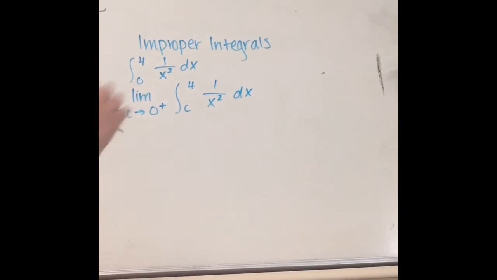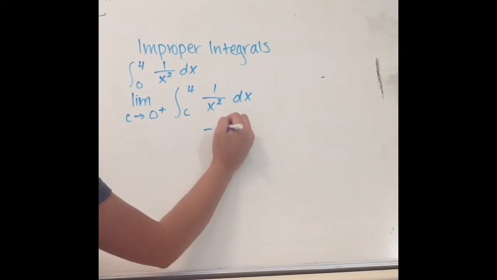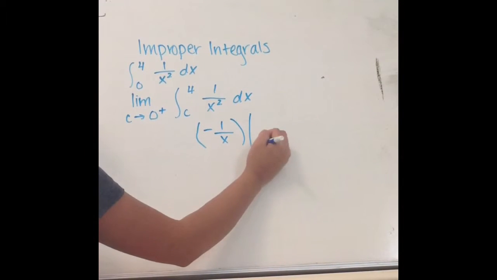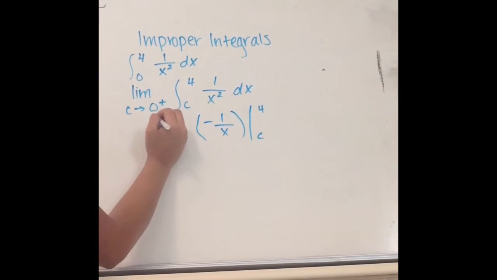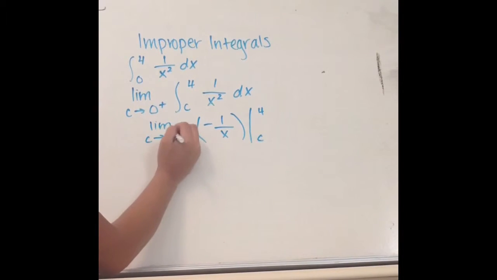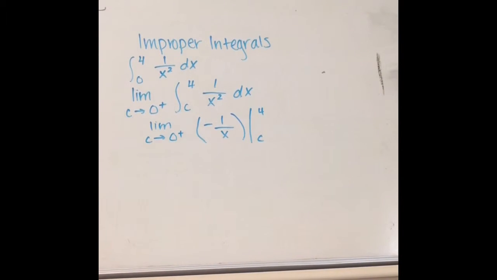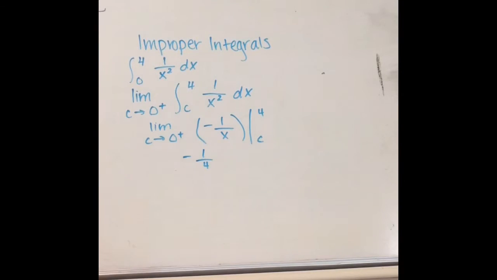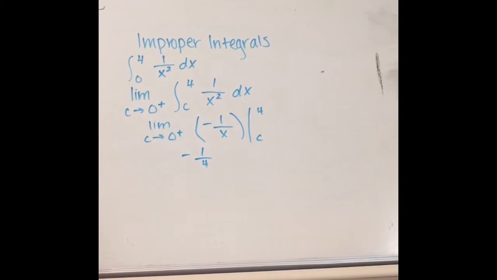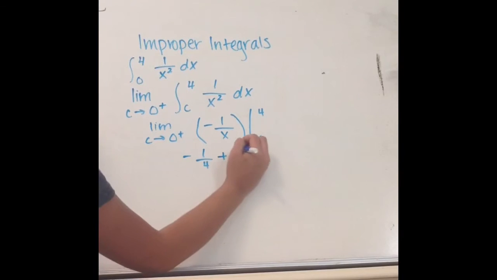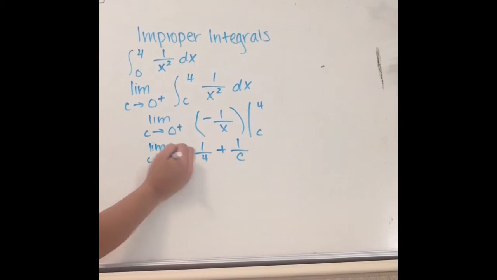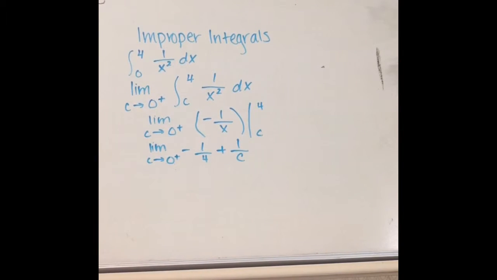So when we evaluate this, the integral becomes this, and we're evaluating from c to 4, the limit as c is approaching 0 on the positive side. So when we plug in 4, we get negative 1/4. And then when we plug in c, we get plus 1 over c. The limit as c is approaching 0 from the right side.